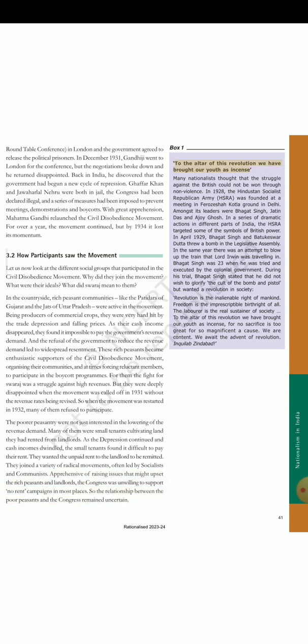To the altar of this revolution we have brought our youth as incense. Many nationalists thought that the struggle against the British could not be won through non-violence. In 1928, the Hindustan Socialist Republican Army (HSRA) was founded at a meeting in Ferozeshah Kotla ground in Delhi. Amongst its leaders were Bhagat Singh, Jatin Das and Ajoy Ghosh.